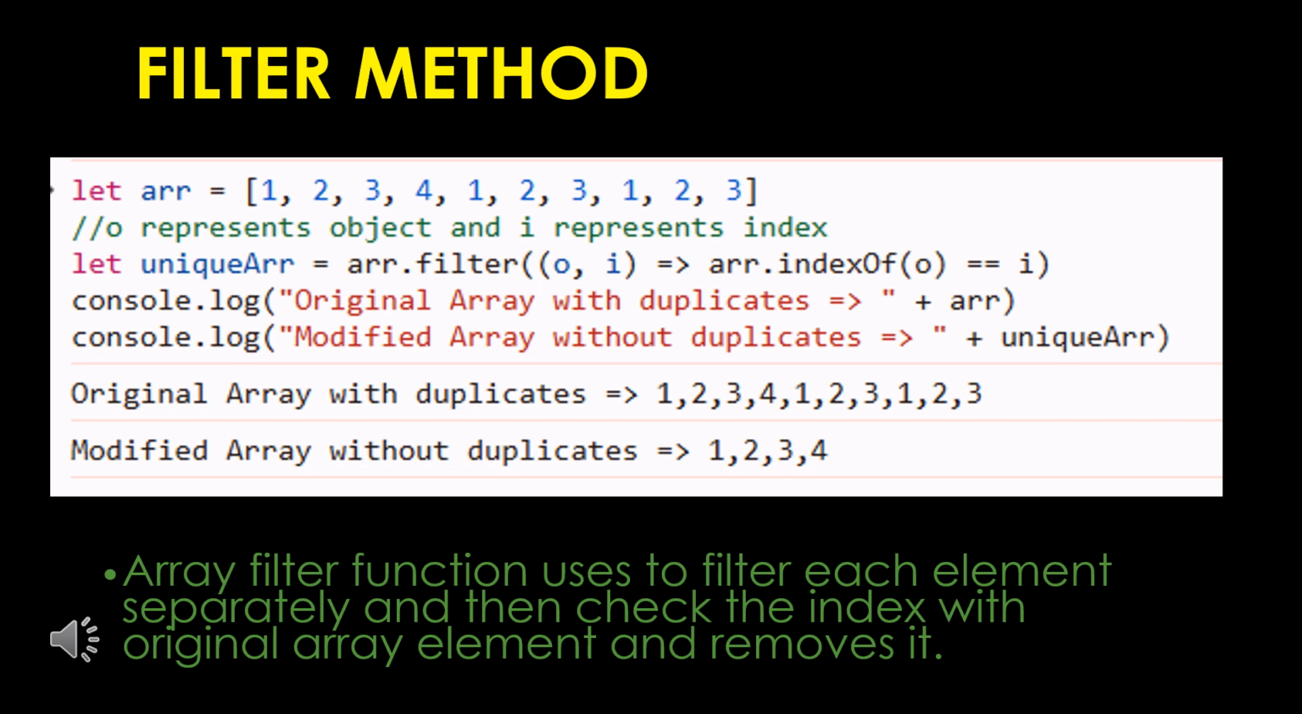So now we are going to use the O and I. O represents the object and I represents the index. In the new unique array, we are going to filter the array.filter. Inside that we have O comma I, which is object comma index. So each of the objects from the array will be separately taken, and that is compared with the array index of the O object with the original I element, which will eradicate all the duplicates and store only the unique elements to the unique array.